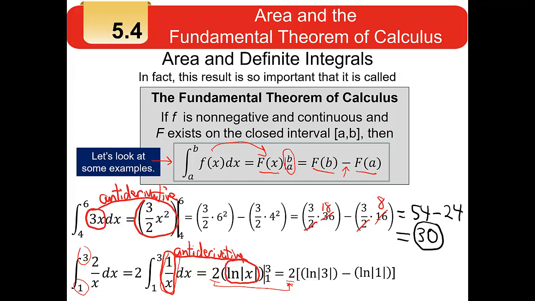Now, if you remember, the absolute value of 1 is just 1, and the natural log of 1, according to your log properties, is 0. So that simplifies things nicely. And of course, you really don't need an absolute value sign around a positive number, so you can actually drop that as well. And so you end up with 2 times the natural log of 3.